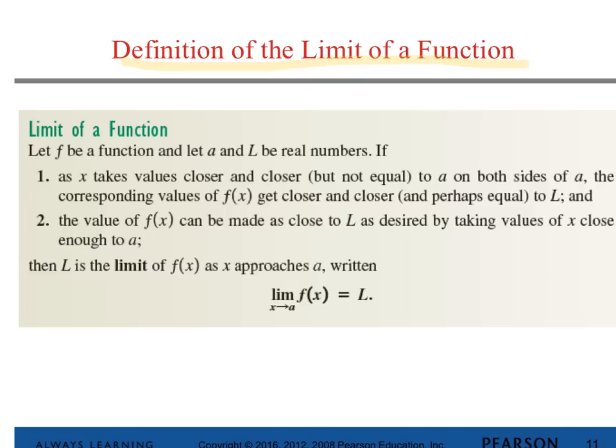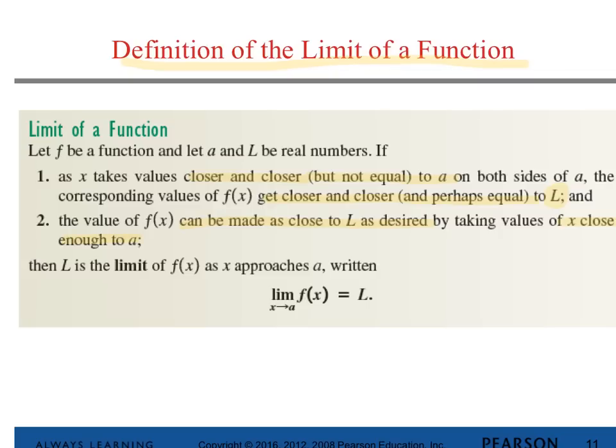If, number one, as x takes values closer and closer, but not equal, to the number a on both sides of a, meaning from the negative side of a and the positive side of a, the corresponding values of f of x will get closer and closer and perhaps equal to some limit that we're going to call L. And the second part says that the value of f of x can be made as close to L as we want by making the values of x get close enough to a.